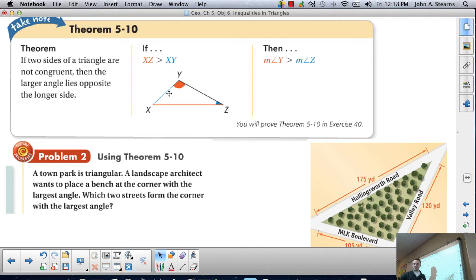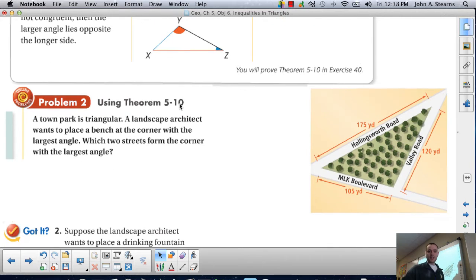And we're looking at a real-world example here in problem 2 that illustrates this theorem. Okay, so we have a triangular park in town, and a landscape architect wants to place a bench at the corner with the largest angle. Which two streets form the corner with the largest angle?